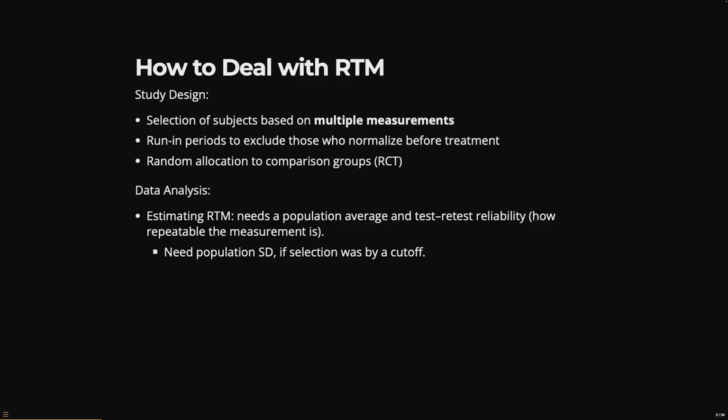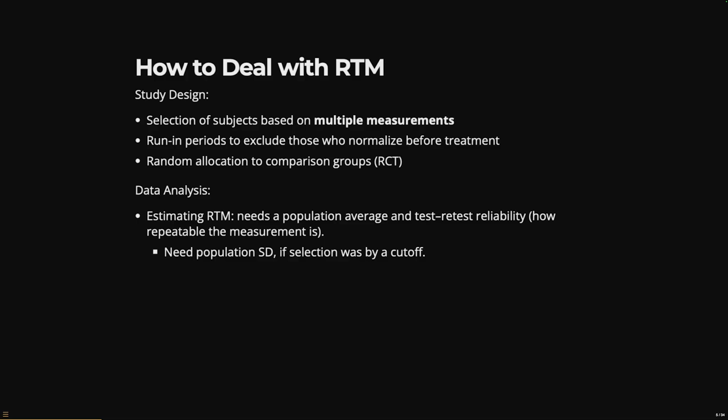Another way is on the data analysis side. There actually is a way to estimate how much regression to the mean will be there given a specific measurement, but it's not very straightforward. You need a lot of other data about the population level average, and you probably need multiple tests of that same person. So it's not the best way to go about doing it.